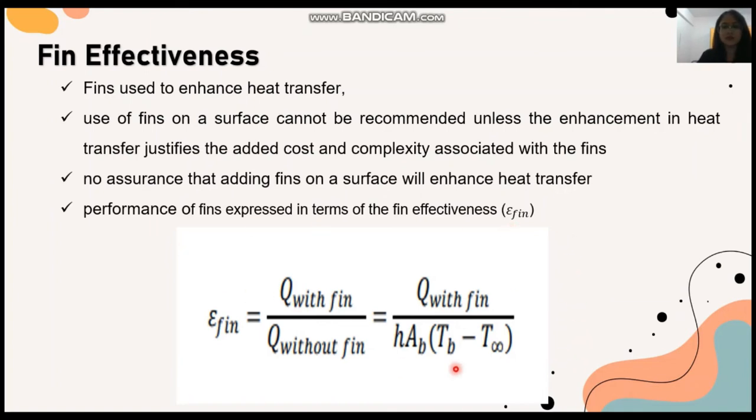Here is the formula for fin effectiveness, where fin effectiveness is equal to heat transfer with fin divided by heat transfer without fin. Heat transfer without fin is equal to the convection heat transfer, where the formula for convection heat transfer is the heat transfer coefficient multiplied by the surface area multiplied by the temperature difference. So the final formula for fin effectiveness is heat transfer with fin divided by the heat transfer coefficient multiplied by the surface area and the temperature difference.